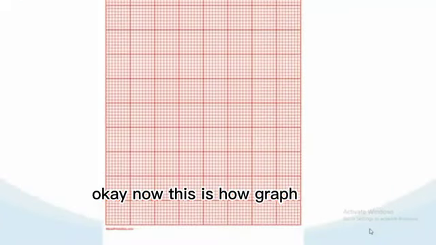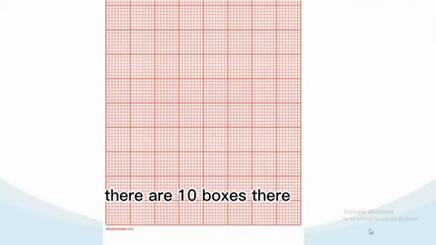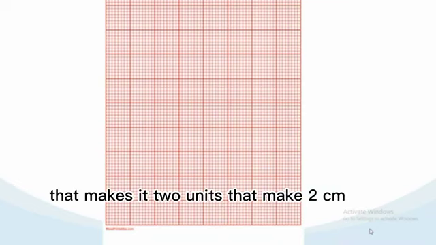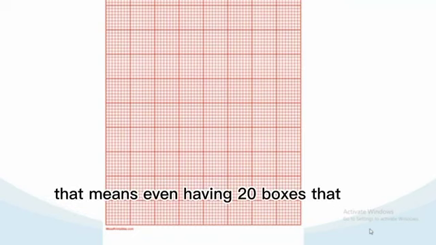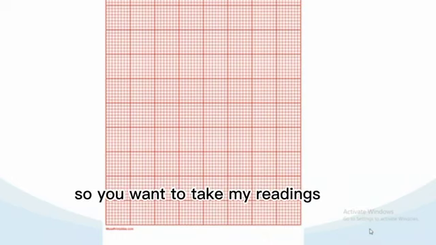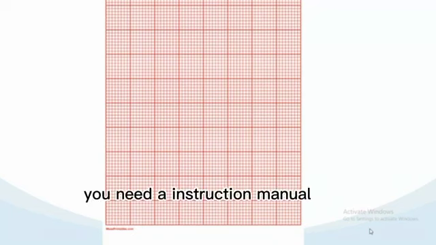Okay, now this is how your graph will look. On the vertical axis there are 12 boxes, and on the horizontal there are 10. In each box, there are 10 smaller boxes that make it 2 centimeters. That means if I'm having 20 boxes, that's 4 centimeters for the graph. The instruction is very important whenever it comes to practical physics. You read the instruction very well before you start doing anything.